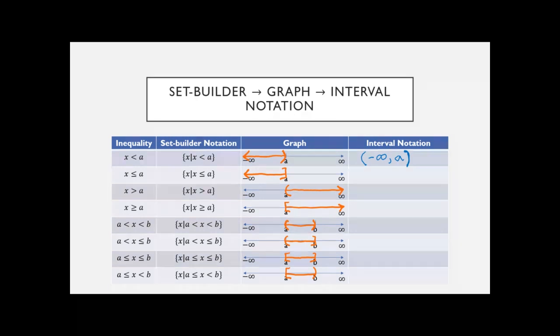So let's go to the next one where our inequality is x is less than or equal to a. The only difference here is our symbol, from a less than to a less than or equal to. And the only difference on the graph is what we have at a. We had a parenthesis and now we are at a bracket. What that means is the only difference here is that our parenthesis at a is going to turn into a bracket. So this gets written as negative infinity to a, and then we have a bracket symbol instead of a parenthesis.